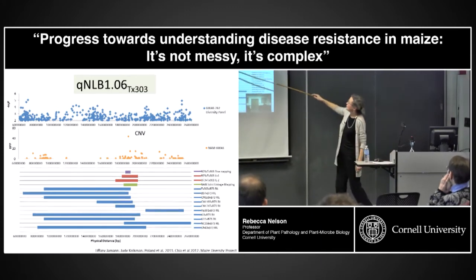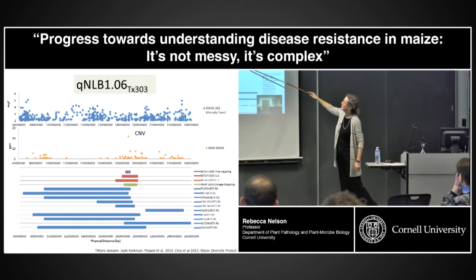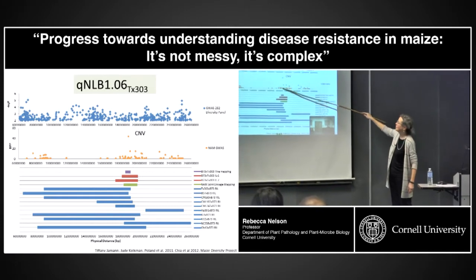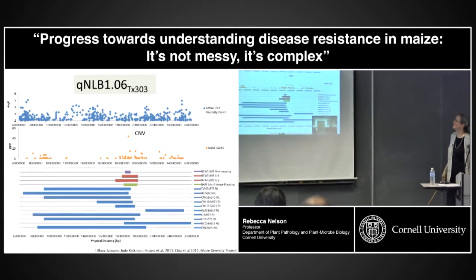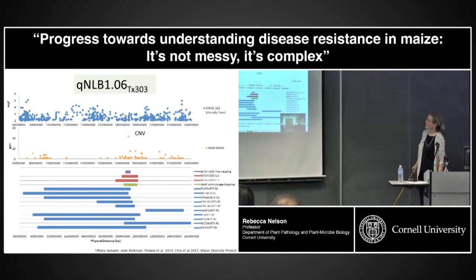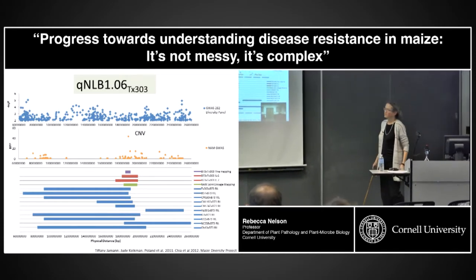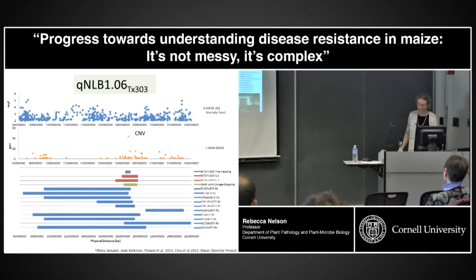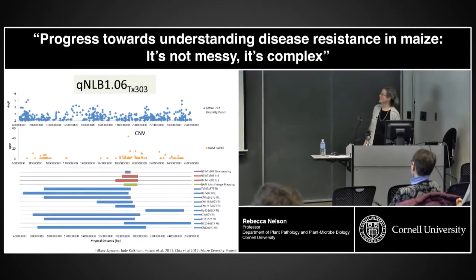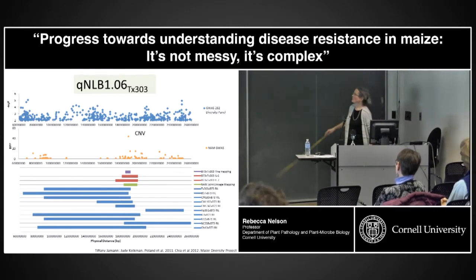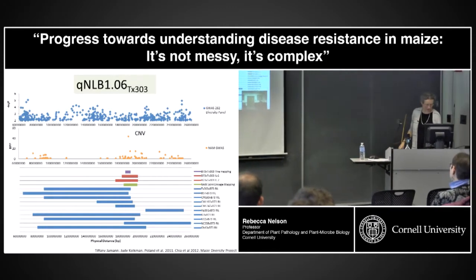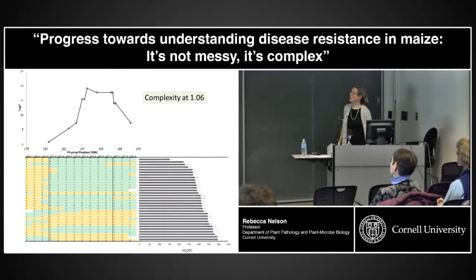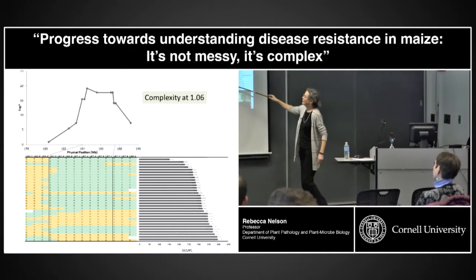So we have a nice looking association hit here, right above that. That's a copy number variation polymorphism. So this story looks a bit cleaner in terms of the way the mapping worked out. So now to zoom in there on that introgression. So this is that small area.